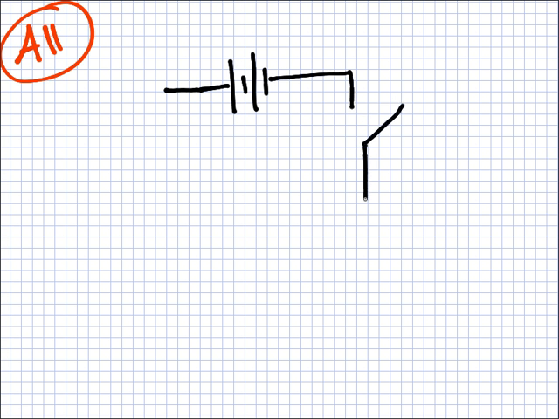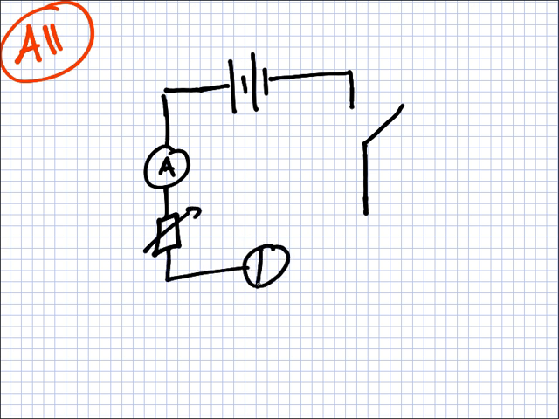Okay, so we have, let's put the ammeter here. We need to put a variable resistor in somewhere, don't we? Let's just put it here. Then we need to put the LED. This is the LED, it looks like this. And then we can put our voltmeter here, like that. Okay. What's the next part then?